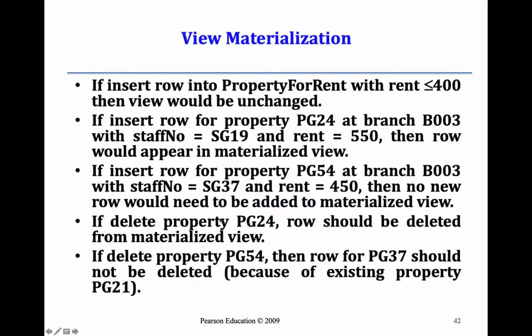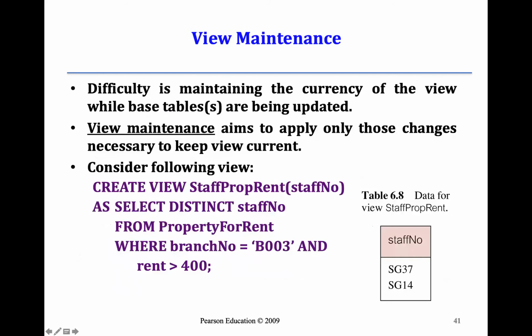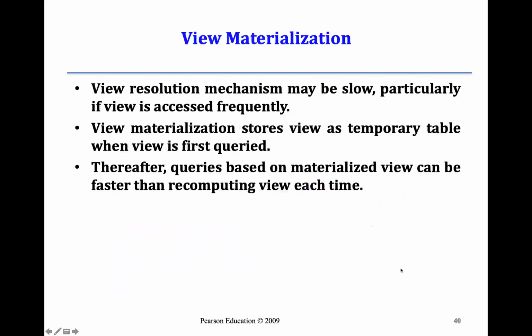Okay, that's fairly simple. We insert a row for property PG54 at branch B3 with staff SG37 and rent 450. Well, the rent is greater than 400, but that staff member SG37 is already in the relation, so we do nothing.